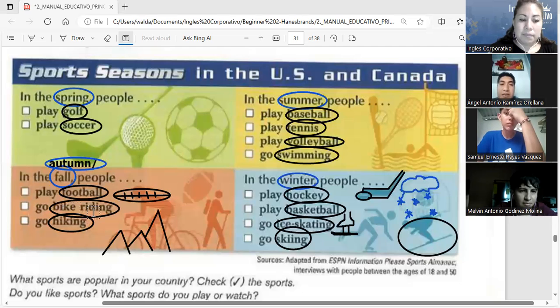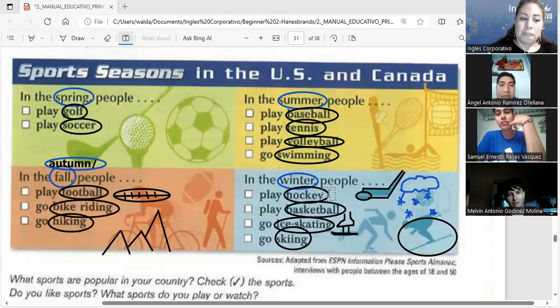Bike riding. Very good. Hiking. Good. Winter. Good.